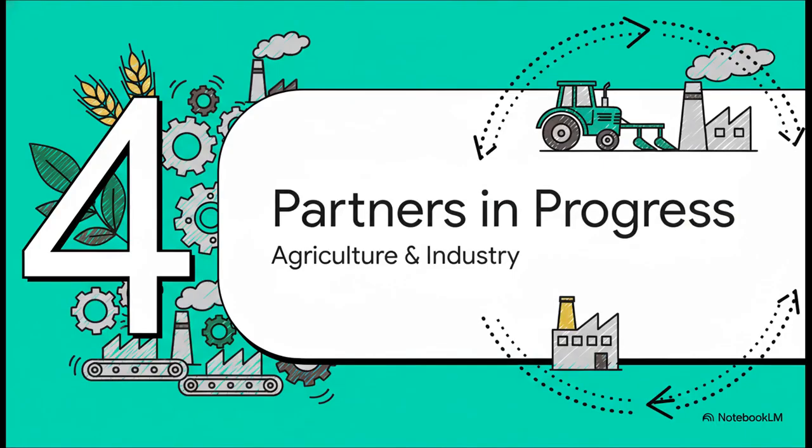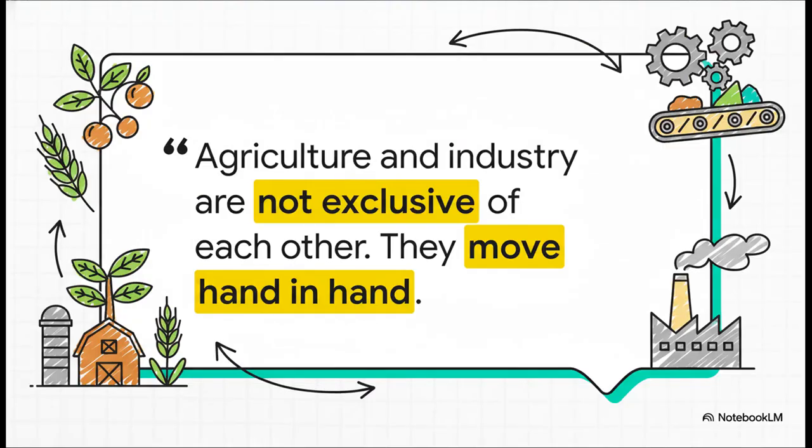Now let's look a little closer at that first point we mentioned, the special relationship between agriculture and industry. They aren't separate things, they are actually partners. There's a saying that describes this partnership perfectly. Agriculture and industry are not exclusive of each other. They move hand in hand. This simply means that one cannot grow properly without the help of the other.